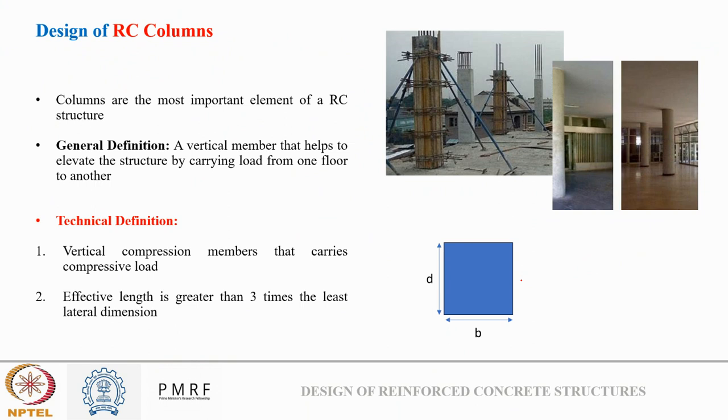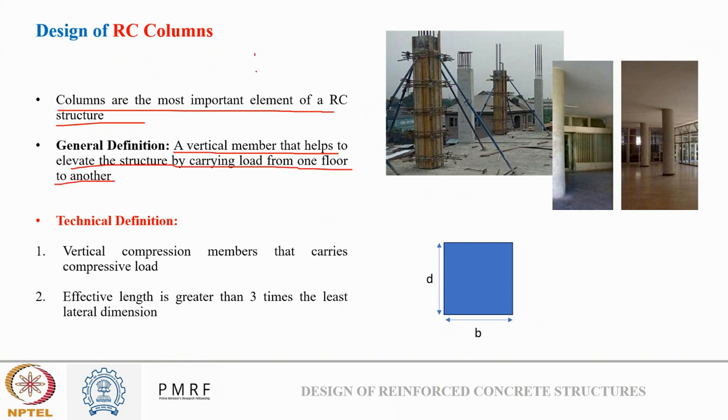to resist the axial force. Okay, so remember this and understand everything ahead. So, firstly, what are columns? So, if we see, columns are the most important element of an RC structure, and they are generally known as the vertical members that help us to elevate the structure by carrying load from one floor to another.